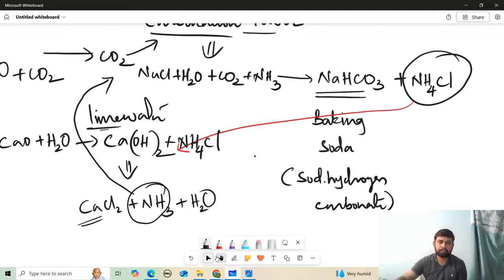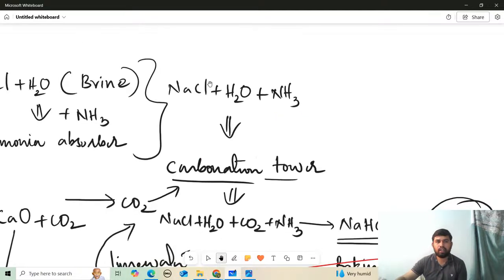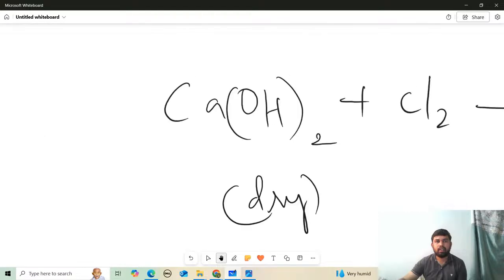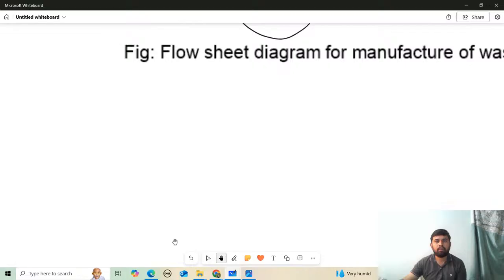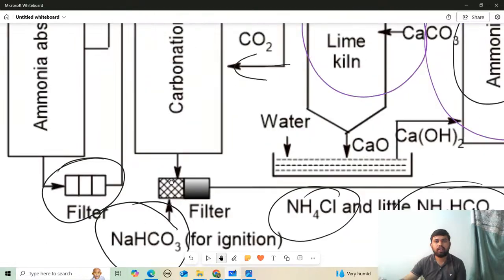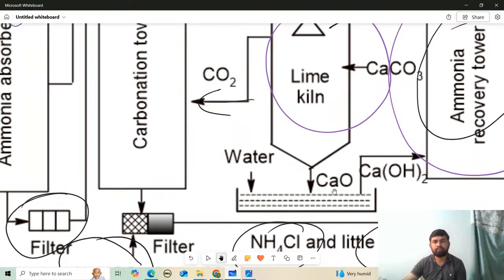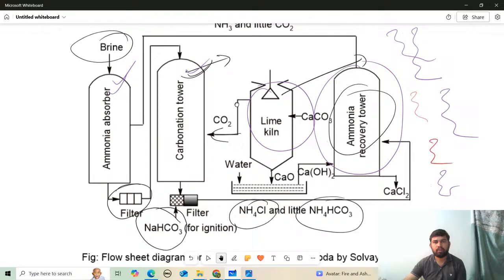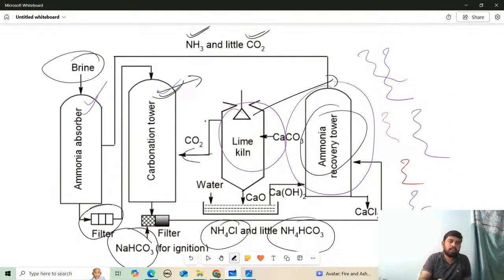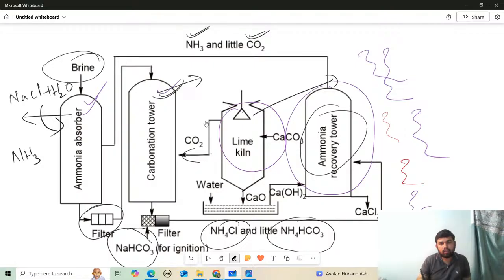Now come back here, we can see the diagram. You see here, ammonia. This is a brine. In this brine we have NaCl plus H2O that is introduced here. Here we added NH3. Let me write in a different color.